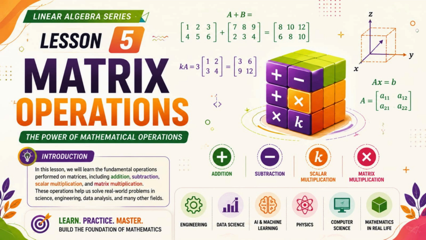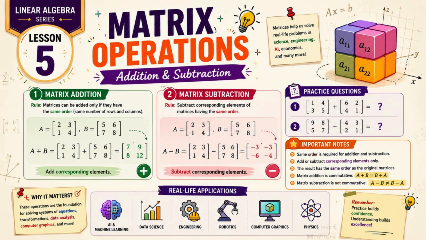These operations are widely used in artificial intelligence, machine learning, robotics, computer graphics, engineering, physics, and data science. Let's begin. Part 1. Matrix addition. Matrix addition is one of the simplest matrix operations. Two matrices can only be added if they have the same order, meaning they must have the same number of rows and columns. To add two matrices, simply add the corresponding elements.